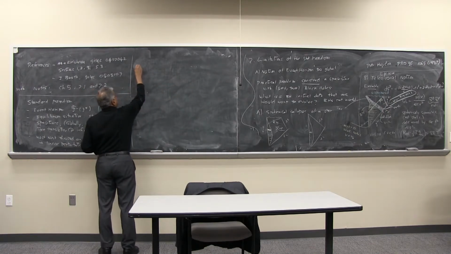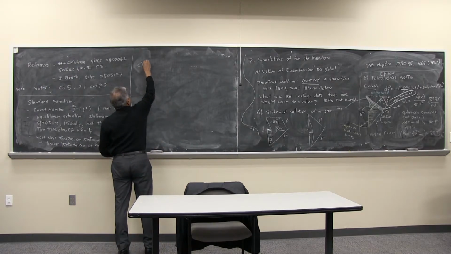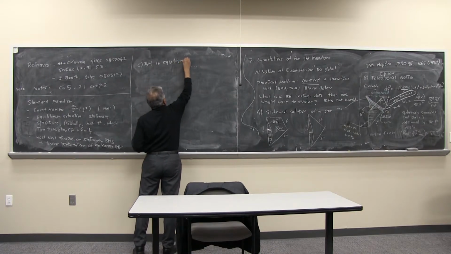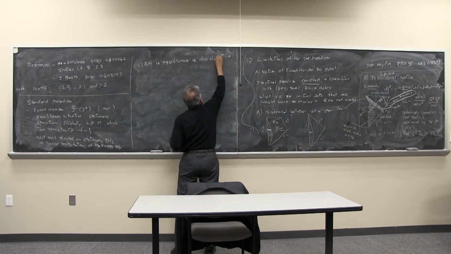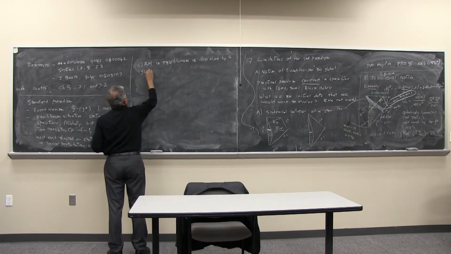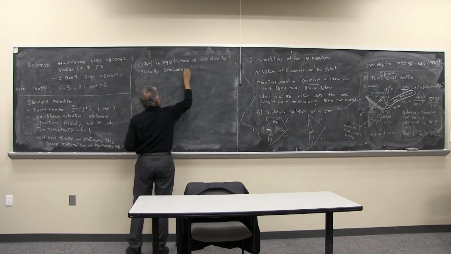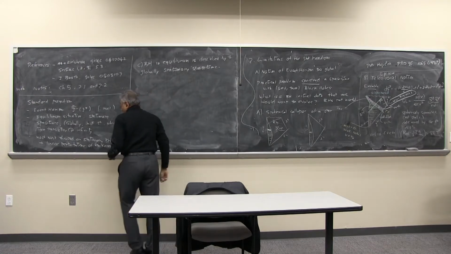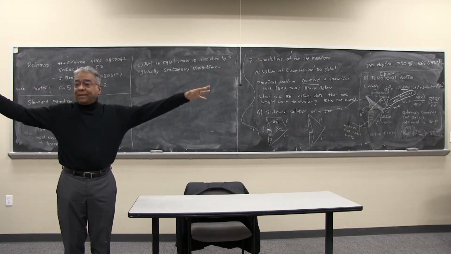The third limitation is that a black hole in equilibrium is described by a globally stationary spacetime. So this means that the entire space-time is time independent.